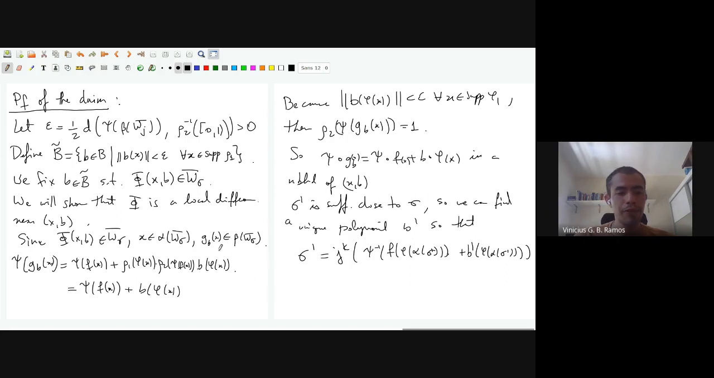And because row 1 and row 2 are 1 in the neighborhood of W sigma bar, the source and the target of that, then if I pick a jet that's sufficiently close to sigma, when I look at the alpha and the beta of this jet, then I will still have row 1 and row 2 be 1. So I can actually just invert this expression. Okay, so if I write something like this, I'm going to have a unique polynomial that's going to give rise to this sigma prime.